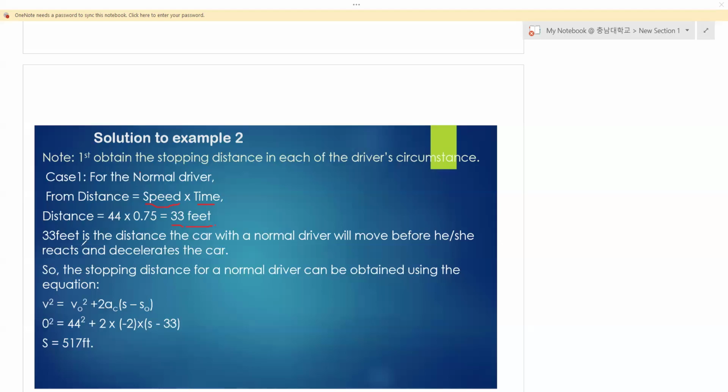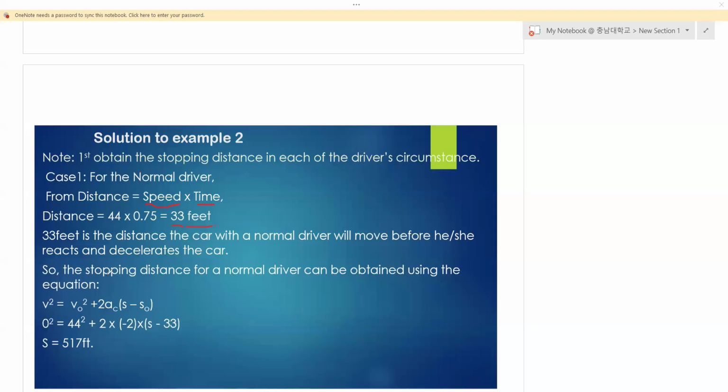Now, remember we derived some equations. For now, we need to find out at what distance this person stops. The stopping distance for a normal driver can be obtained using equation 4, where we got that v squared is equal to v naught squared plus 2a(s minus s naught), where s is the final distance, s naught is the original position, v naught is the initial velocity, and v is the final velocity.